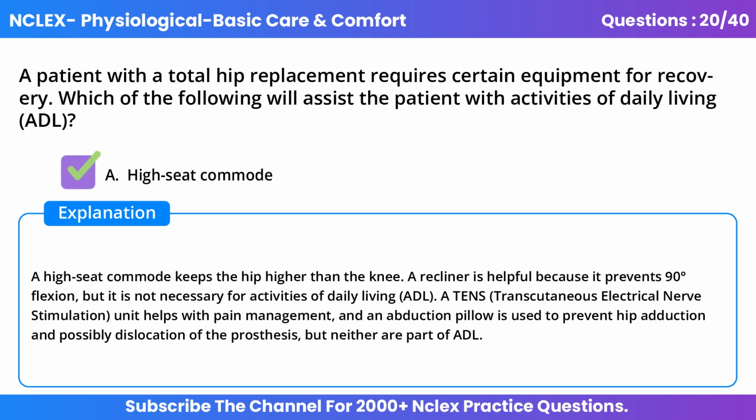A recliner is helpful because it prevents 90 degrees flexion, but it is not necessary for activities of daily living, ADL. A TENS, transcutaneous electrical nerve stimulation, unit helps with pain management, and an abduction pillow is used to prevent hip adduction and possibly dislocation of the prosthesis, but neither are part of ADL.